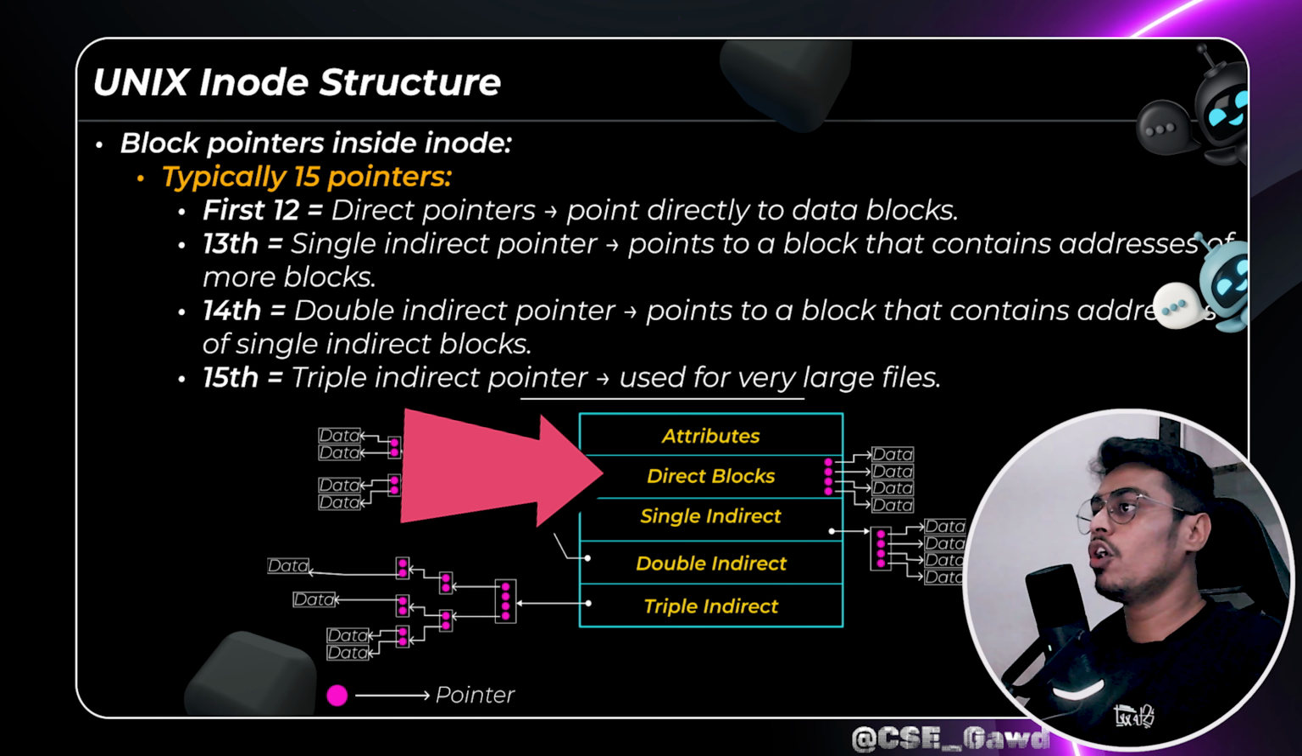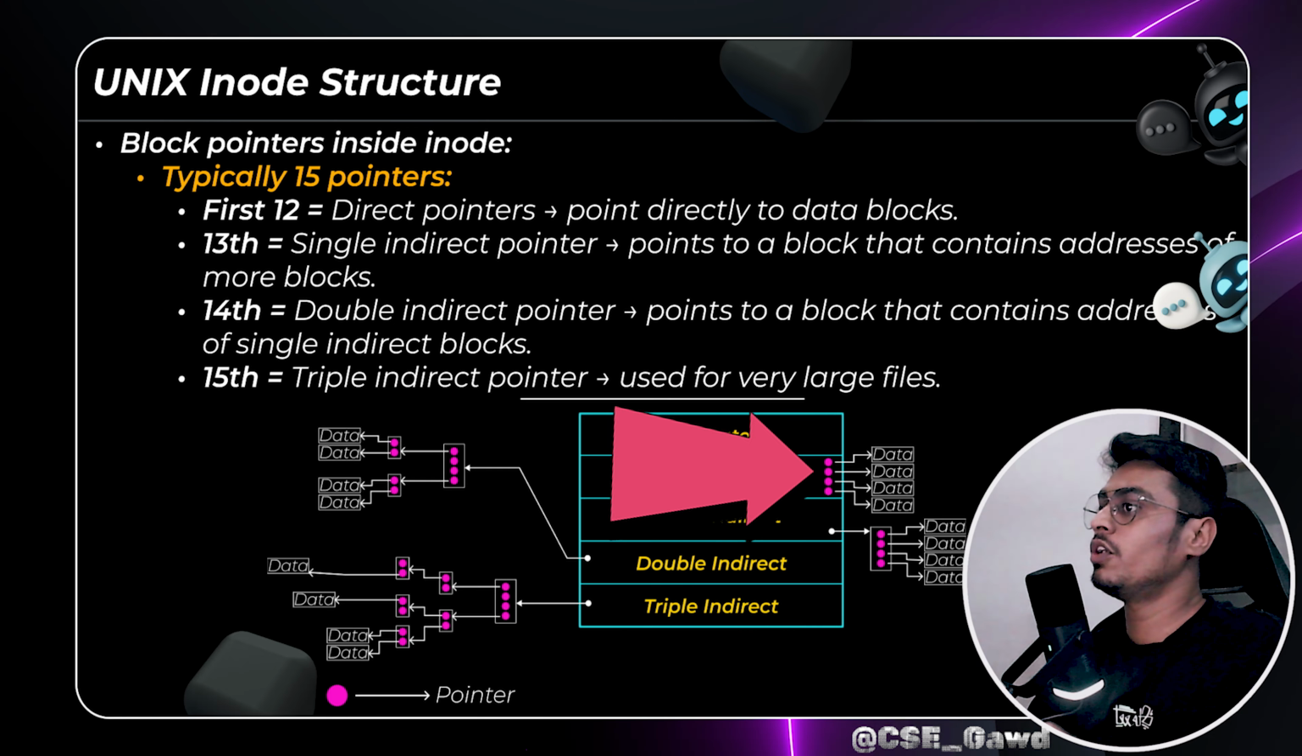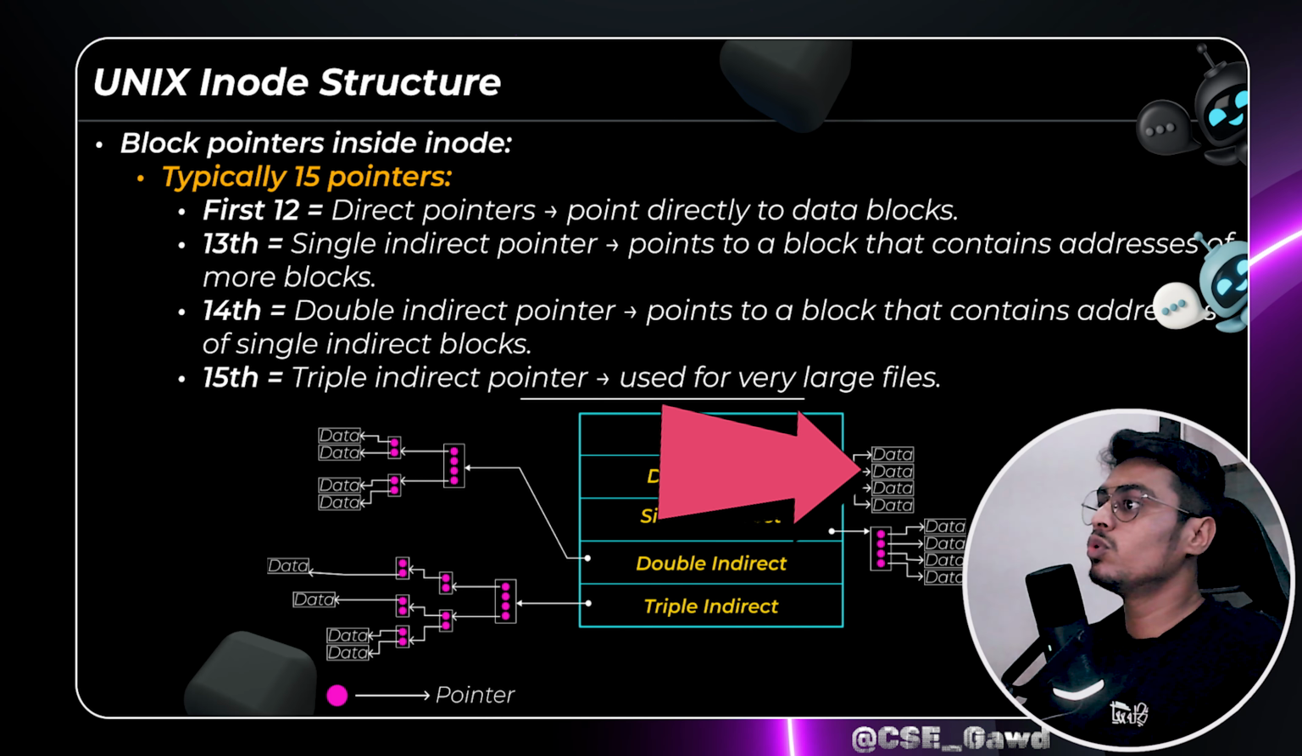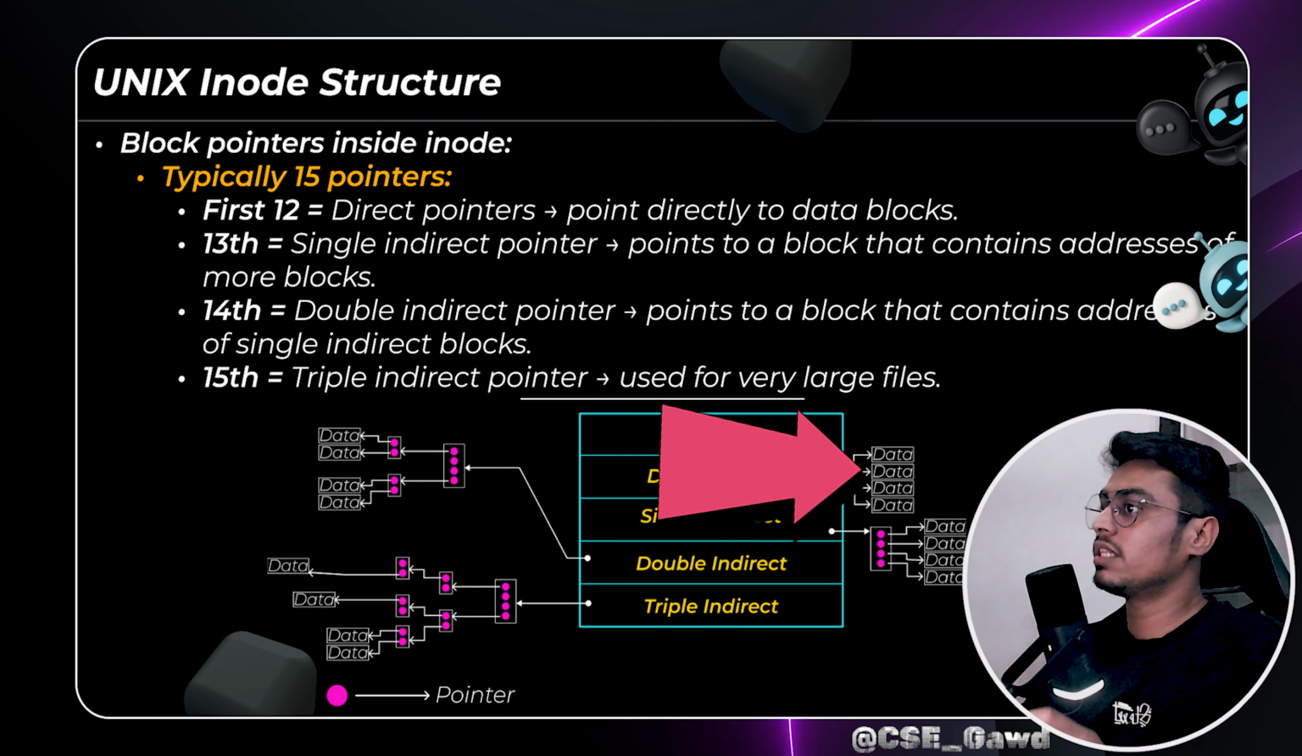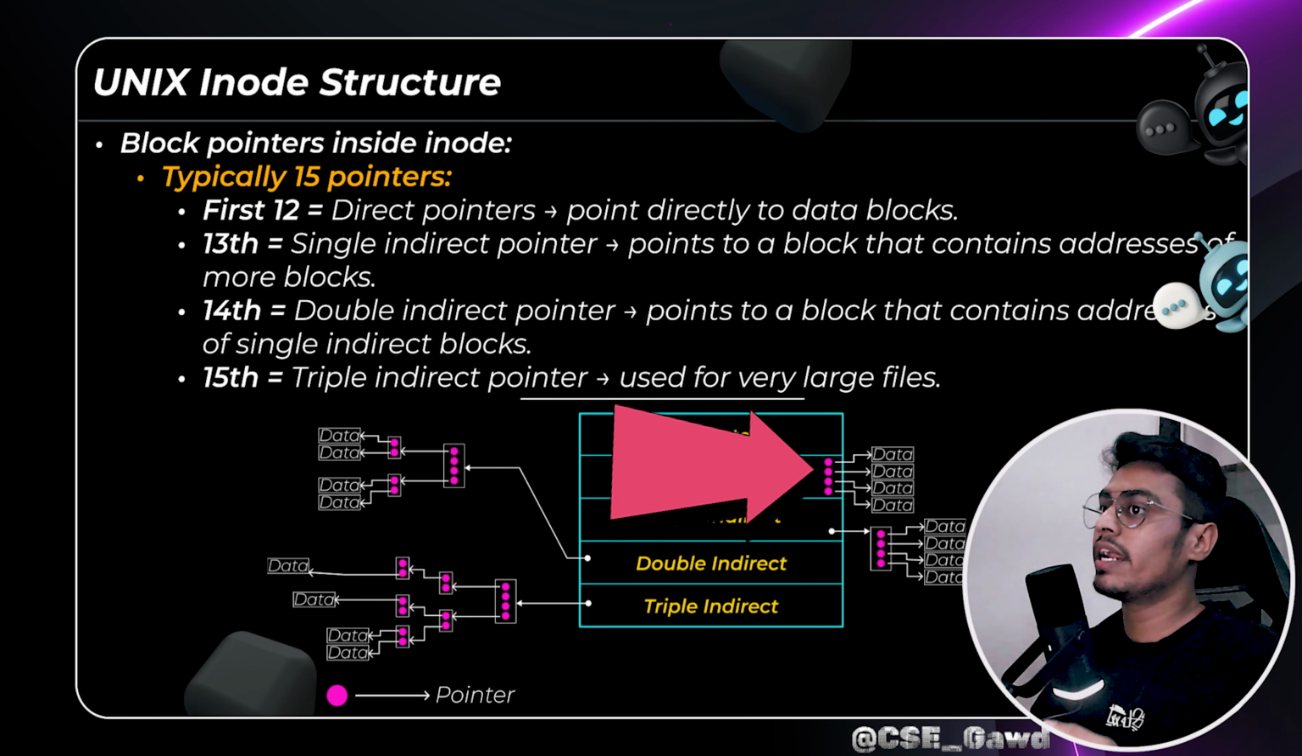Then we have the second block, the direct block. What is meant by direct block? Pointers have been stored in this block. To whom are those pointers pointing directly? To the data blocks. We have stored their addresses in the direct block, and that's why its name is direct. The pointers you get here take you directly to the data block.